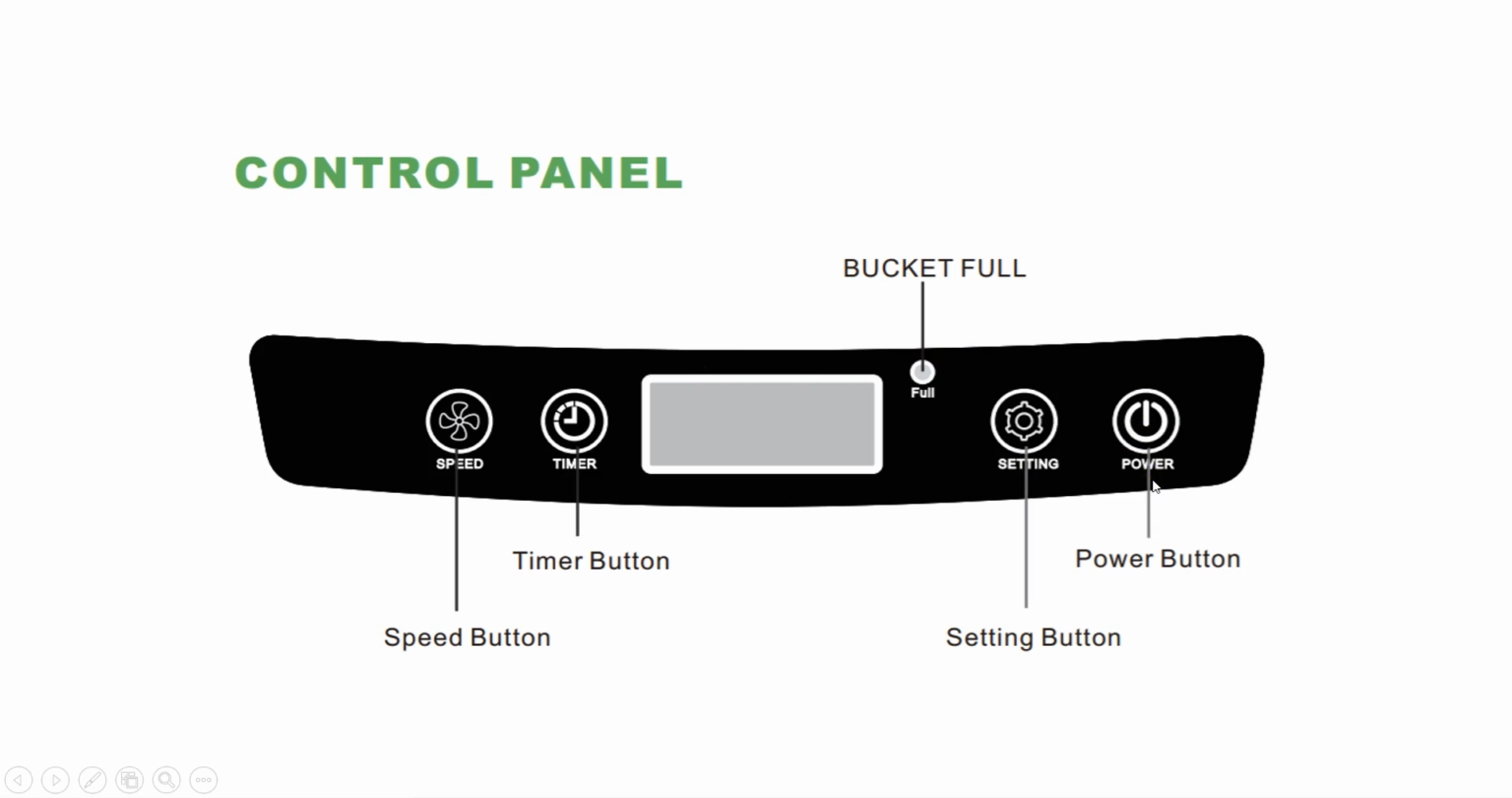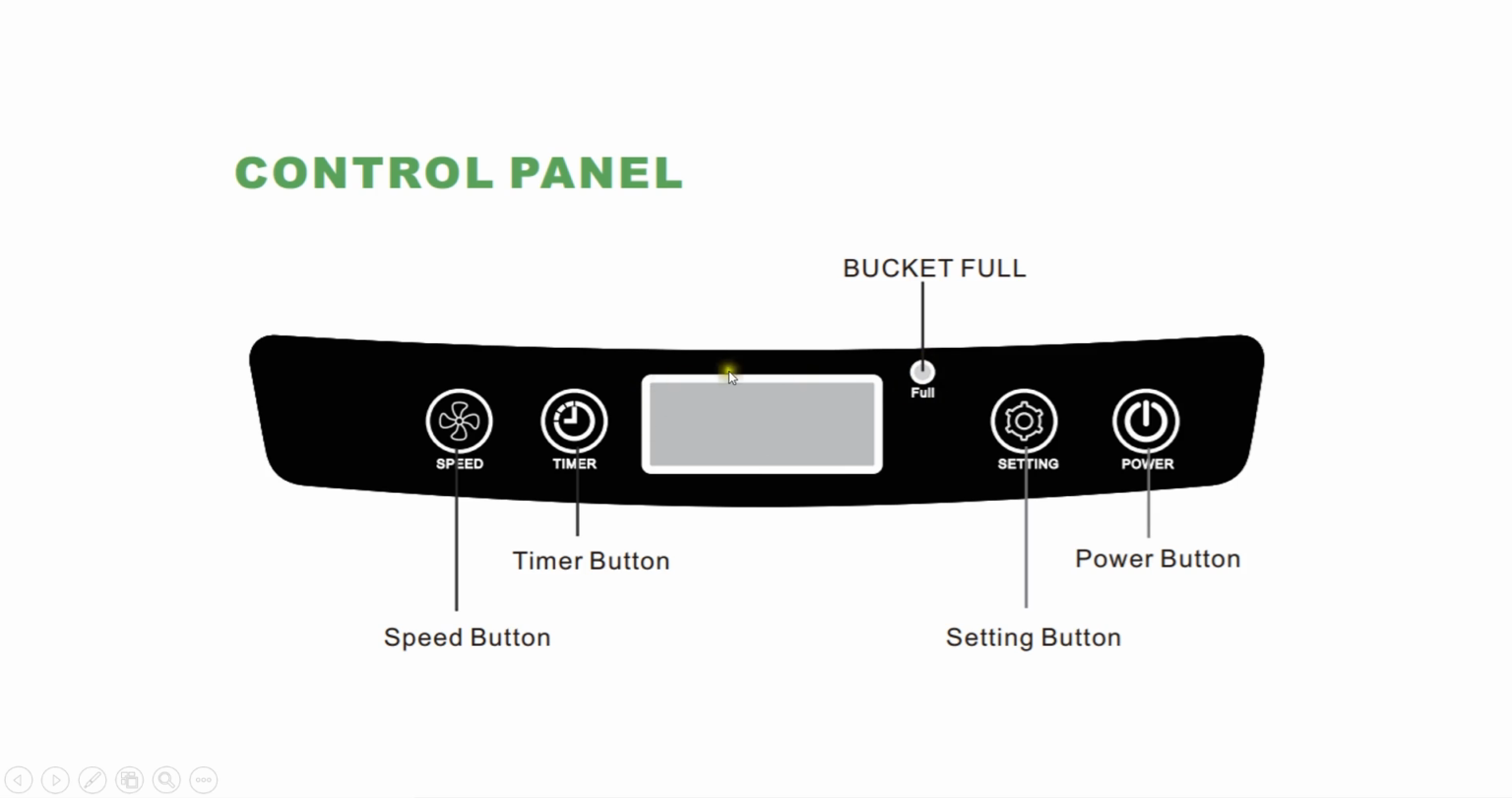This is the power on/off button for the dehumidifier. This is the setting button. By using this button, the user can set the required relative humidity value from 30% to 85% RH in steps of 5%. And this is the bucket full indication. Whenever the internal bucket is full, this indication will come along with an error message.